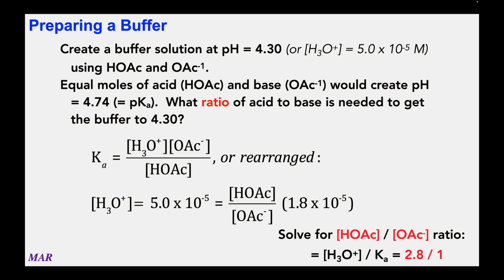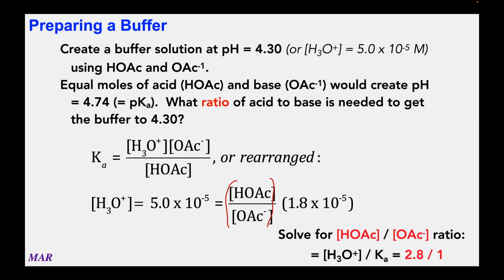So one way to figure this out is to go back to the Ka expression. Ka equals hydronium times the conjugate base divided by the acid. And if you rearrange this, hydronium, which is 5.0 times 10 to the minus 5, is going to equal the acid over base times the Ka, all right? And what we want to do here is find the ratio of the acid to base. We want to find this part. So what we'll do then is take the hydronium, 5.0 times 10 to the minus 5, and divide by the Ka, 1.8 times 10 to the minus 5.